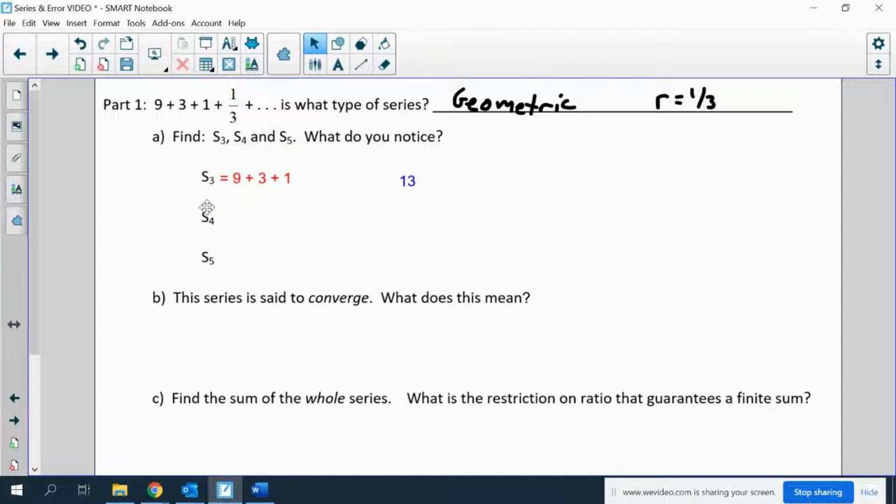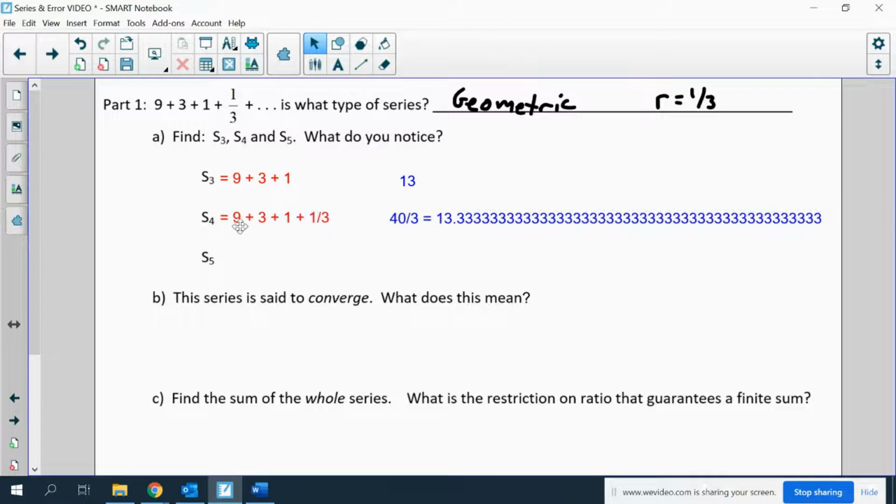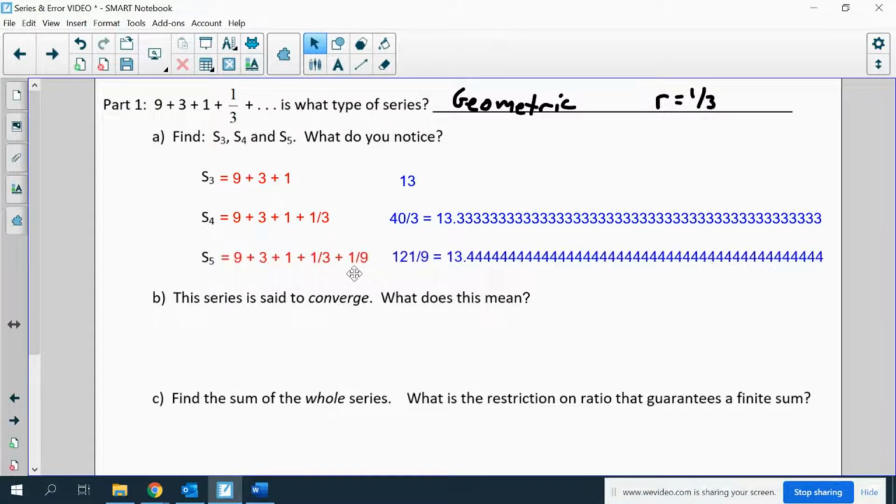And if we actually calculate these things, we see that the first one ends up being 13, S sub 3. S sub 4, we add an additional term and it ends up being 13 1/3. And if we add one more term, we end up with 13 4/9. This series is said to converge.